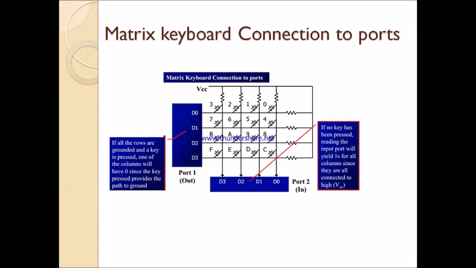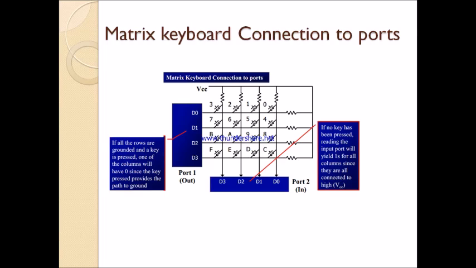Here we have a basic keyboard layout. It is a matrix with a total of 16 keys available, with port 1 as the output port and port 2 as the input port. As you can see, VCC is connected through 4 resistors, and the 16 keys have values starting from the top right key as 0 and the bottom left as F. So it goes 0, 1, 2, 3, till C, D, E, F.